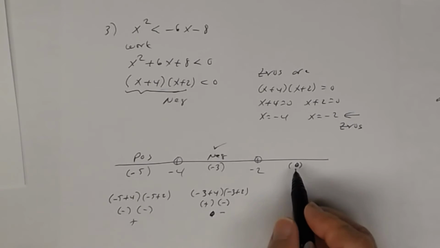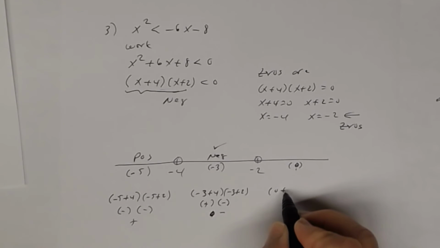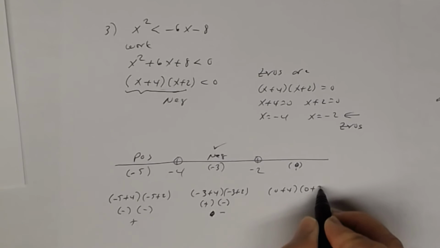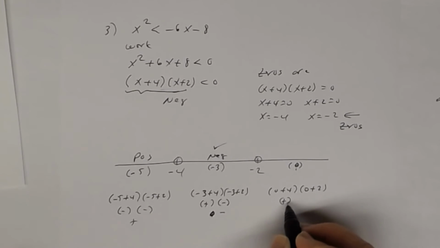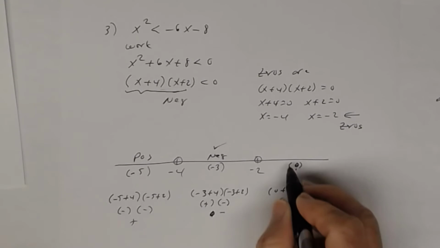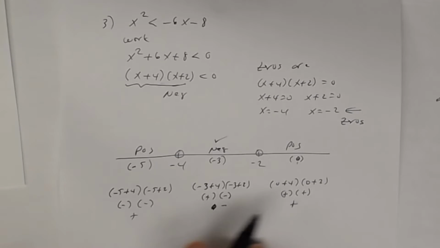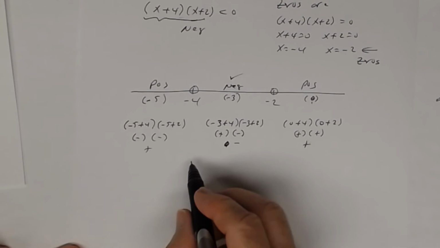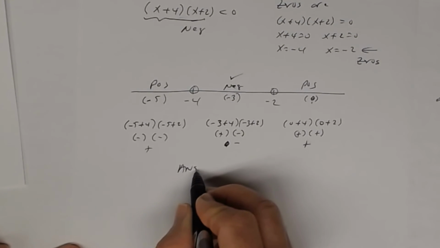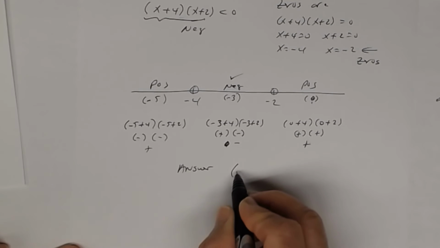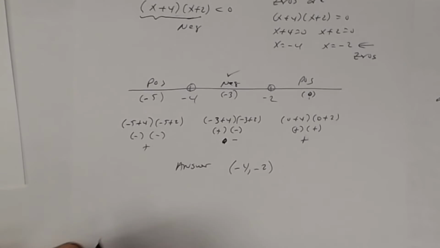If I do 0 next, 0 plus 4 times 0 plus 2. 0 plus 4 is positive. 0 plus 2 is positive. A positive times a positive is a positive. And that's not going to be a solution because I want it to be negative. So this is your answer. Your solution would be any real number between negative 4 and negative 2.